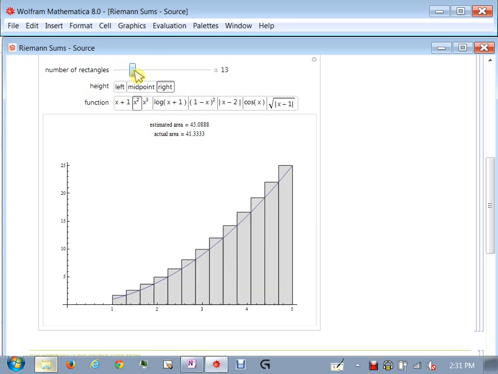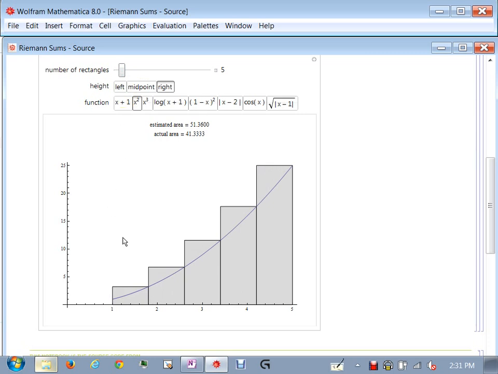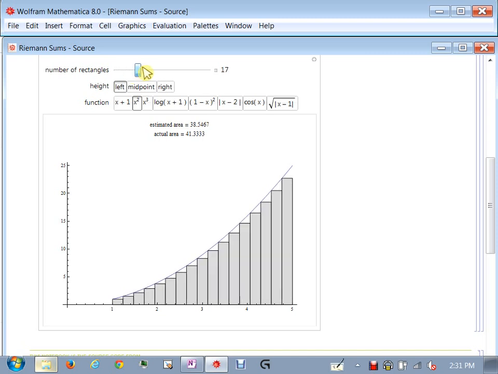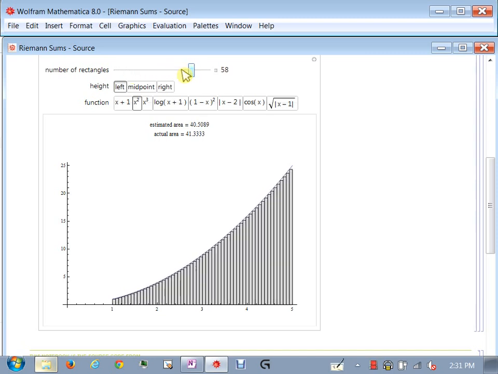Let me back this up for a second, where we had about 5 of them. Okay, that was too much area, right? So instead of taking the right side and going up, next one, right side going up, what if I did the left side instead? That wouldn't be enough, would it? It'd be too little. But again, if I get more and more rectangles in there, I start to converge to the true answer. Yes?